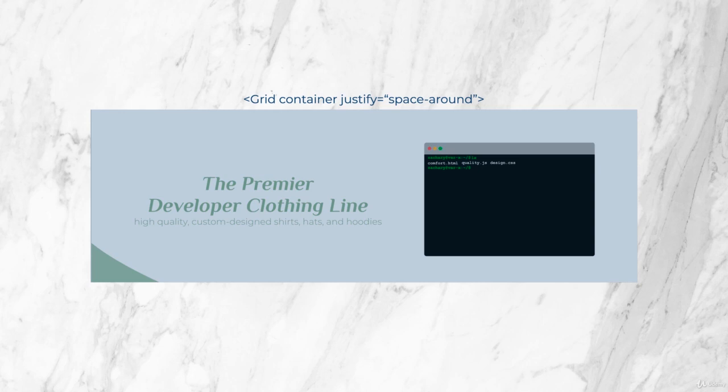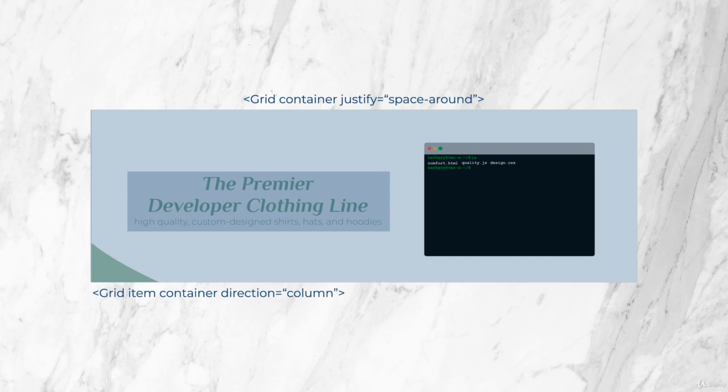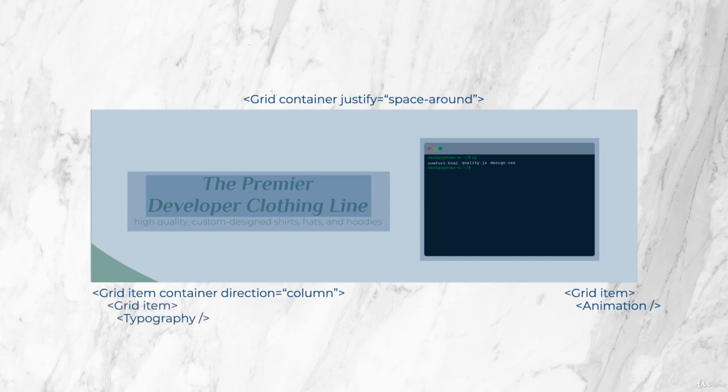So then, inside of the main grid container, we'll first have a grid item container, and this time with a direction of column. And this will allow us to make sure that our text on the left is stacked up on top of each other. Then we'll also have a grid item on the right holding our animation. Then back on the left for our text, inside of that grid item container, we'll just have a grid item holding the typography and another grid item holding the other typography.